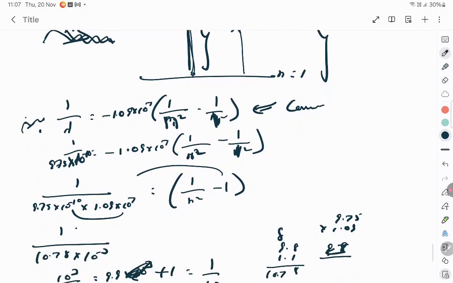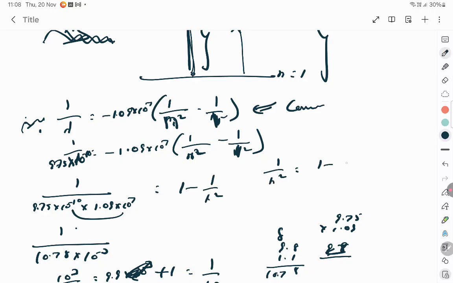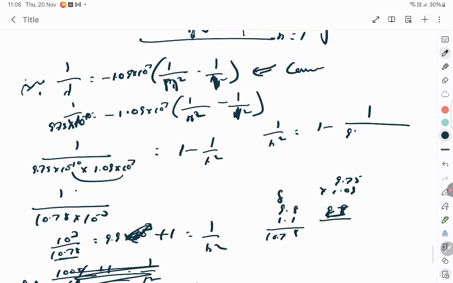So when I take the LCM, minus sign inside, it will become 1 minus 1 by n square. If you take the 1 by n square to the other side, I get 1 minus 1 by 9. This answer we calculated, right? It's 9.9, right? Yes, ma'am.